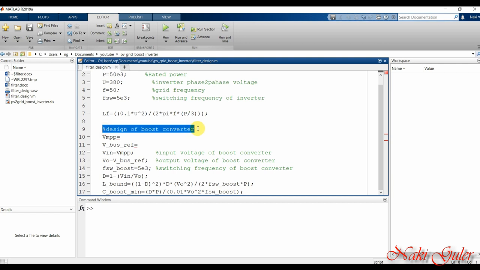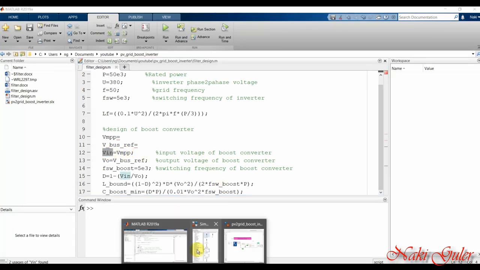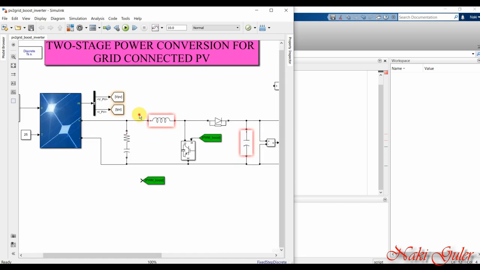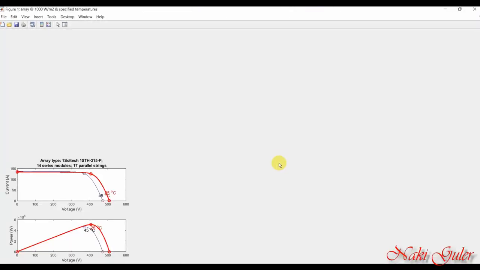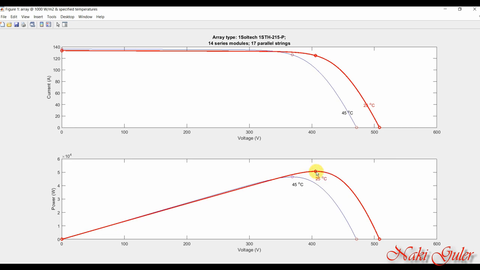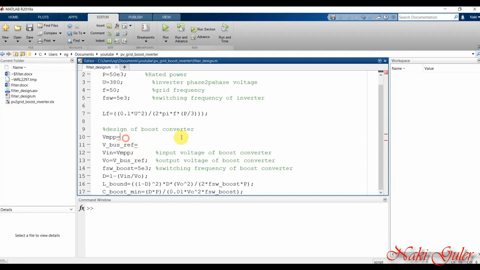Then in this part, design of boost converter, we need some parameters, V in and V out. V in is actually our input voltage here, so it means PV voltage. Okay, we can get it from here. I will calculate all the parameters for rated power. 406 volt, and we may type it to here.